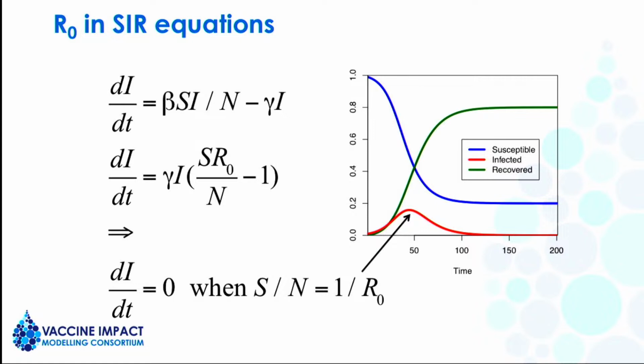We know that if we've got a curve that reaches a maximum and then starts declining, at this maximum our derivative is 0. That's our local maximum. So at this point, dI/dt is 0, so the gradient is flat. That happens if we set this equation to 0 and rearrange. It happens when the proportion of susceptible people is equal to 1 over R0, just from rearranging this equation.